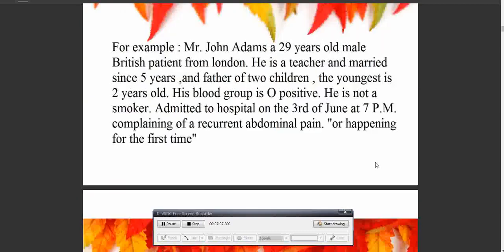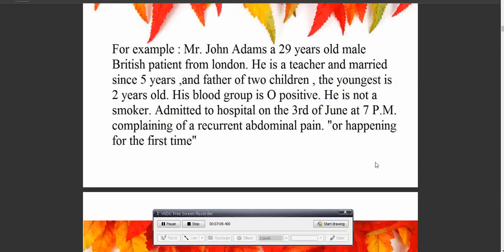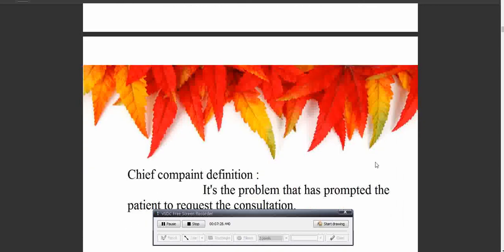Another example. Mr. John Adams, 29 years old, man, British patient from London, is a teacher, married for 5 years and father of 2 children. The youngest is 2 years old. His blood group is O positive. He is not a smoker. Admitted to hospital on 3rd of January, 7 p.m., complaining of recurrent abdominal pain, or happening for the first time. You see?